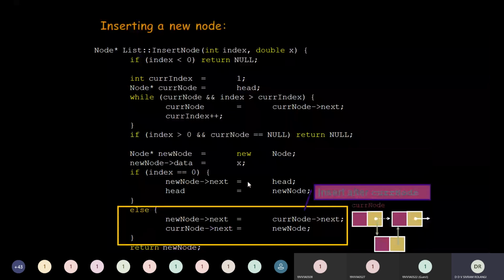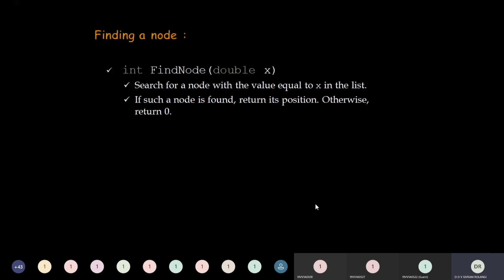What is the current node? Current node is the position at which you want to insert the node; this is the current node. Current node next equals new node. That means we have cut short the link between the current node and its previous successor. Now the latest successor will be the new node. Once you are done, return the address of the new node, right?